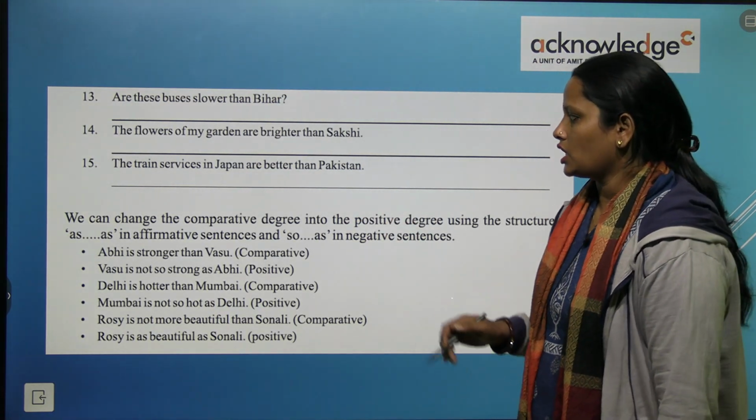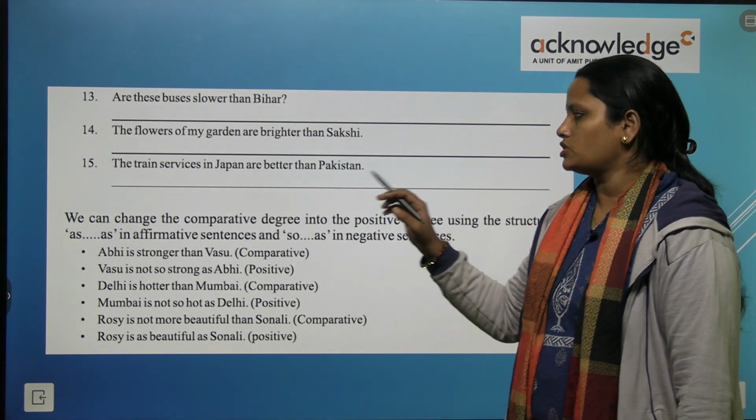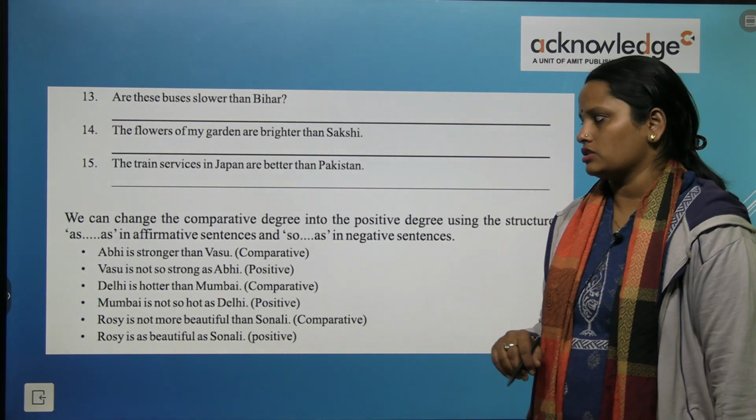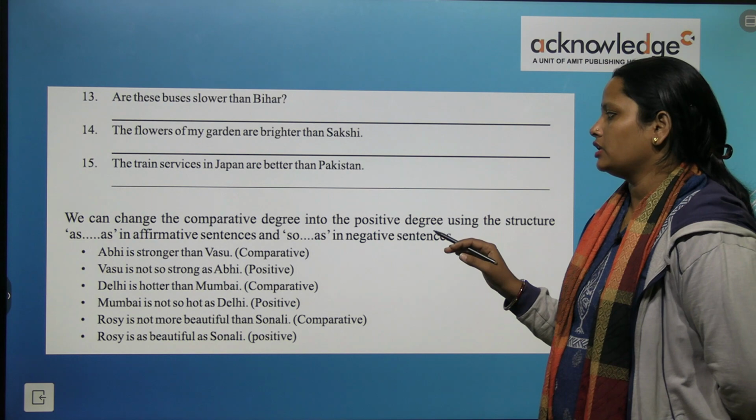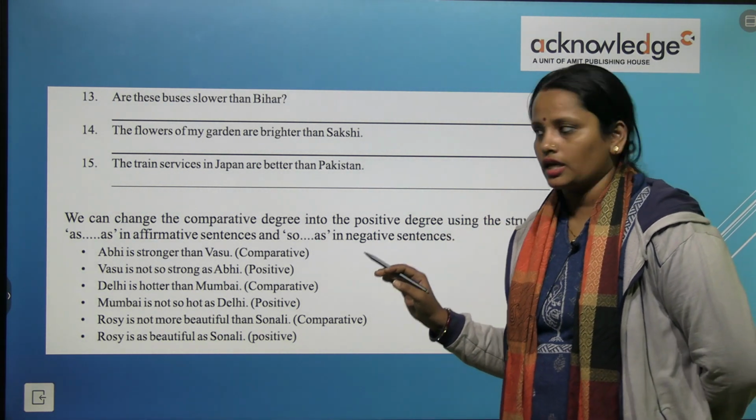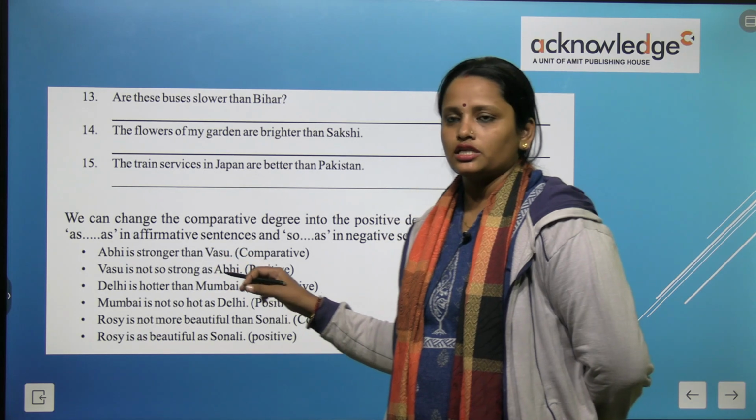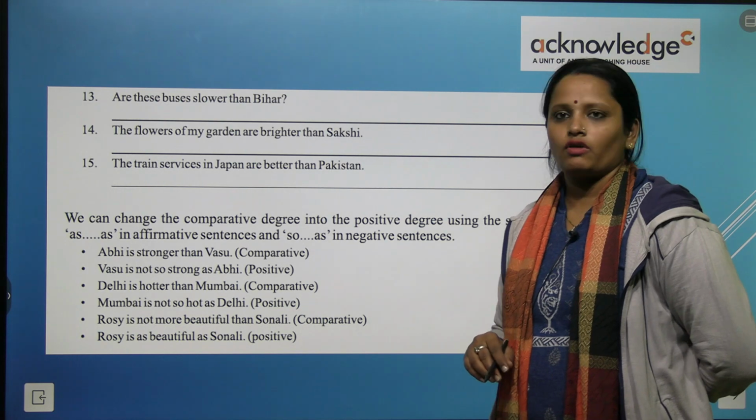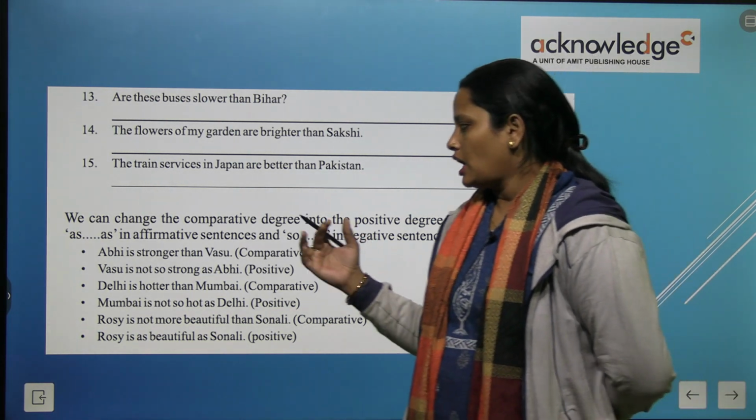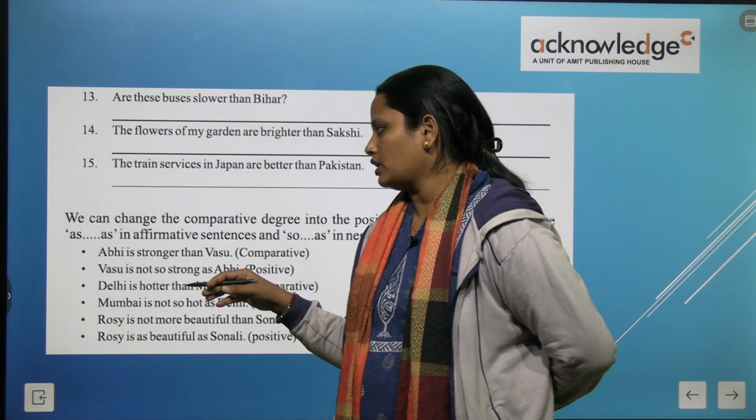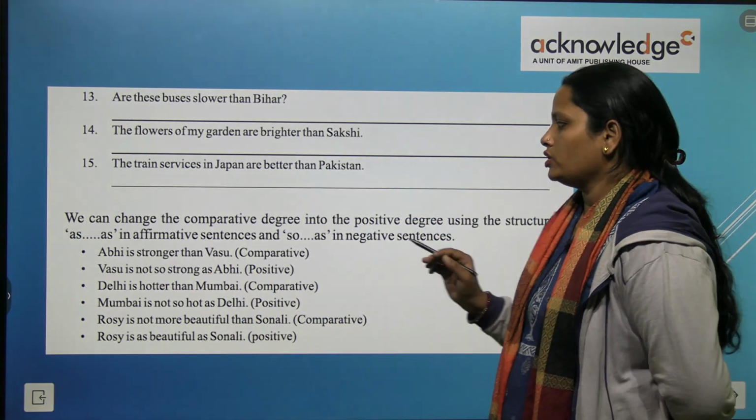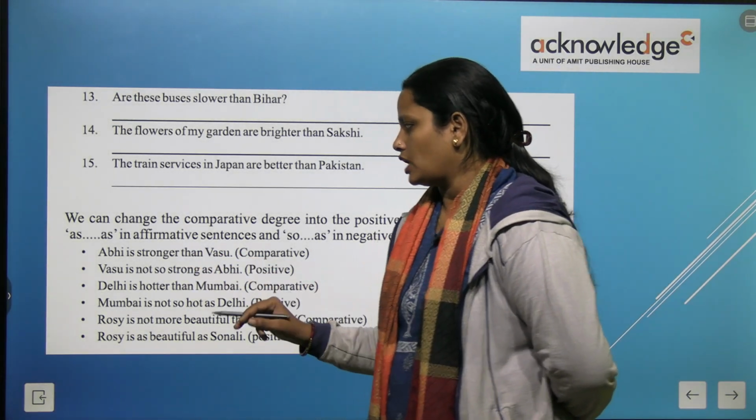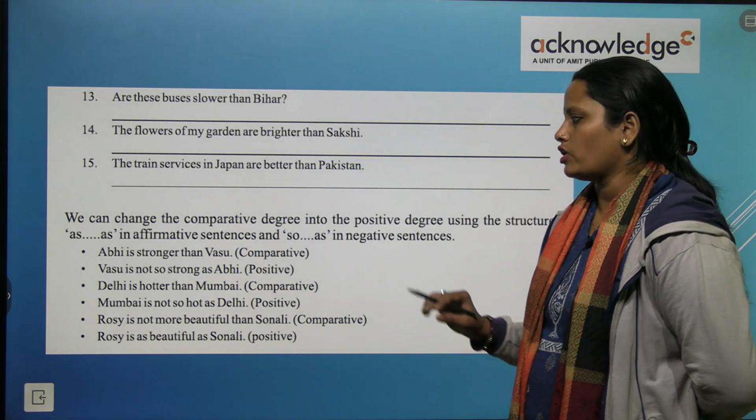Now we can change the comparative degree into the positive degree using the structure "as...as" in affirmative sentences and "so...as" in negative sentences. So what can we do? We can convert the comparative degree into the positive degree. We use "as" in a positive sentence and "so as" in a negative sentence. Now, "Vashu is stronger than Ankur" is a comparative degree sentence. Now to convert it into positive, what will we do? Vashu is not so strong as Ankur. So here you can see you have used "as".